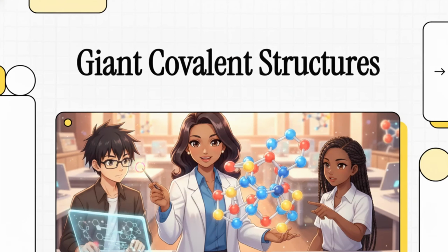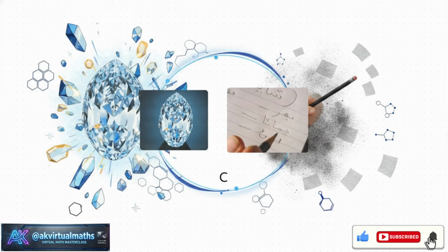Today, your favorite professor is here to completely demystify the microscopic world of giant covalent structures. Let's just dive right into this Chapter 2.6 material, shall we? Take a look at this beautifully sparkling diamond on the left and this completely ordinary graphite pencil on the right. Now, would you believe me if I told you they're made of the exact same element? Seriously, no joke, they are both 100% pure carbon.